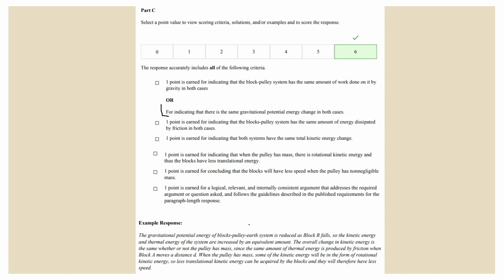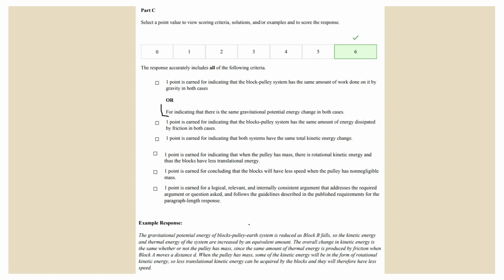You get 1 point for indicating that the block's pulley system has the same amount of energy dissipated by friction. Again, if you didn't get that point, don't feel too bad about it. It's not obvious. And in my opinion, it's not necessary to say. You get 1 point for indicating that both systems have the same total kinetic energy change. You get 1 point for indicating that when the pulley has mass, there's rotational kinetic energy, and thus the blocks have less translational energy. You get 1 point for concluding the blocks will have less speed when the pulley has non-negligible mass, and then you get your 1 point for being able to write a paragraph.